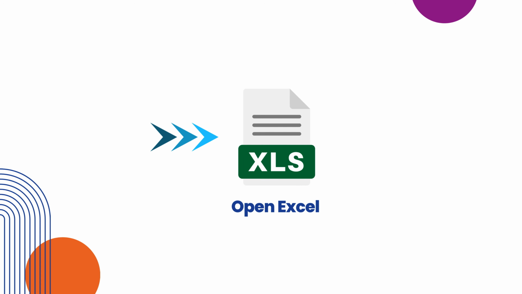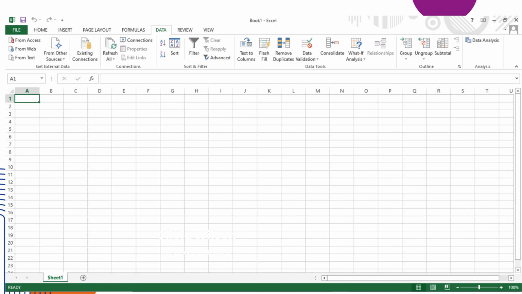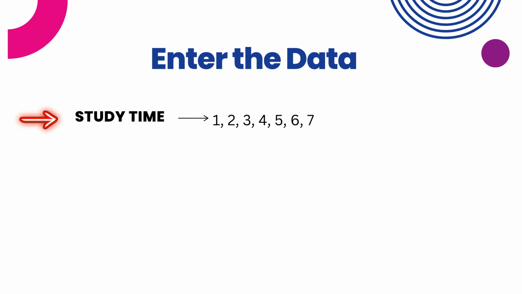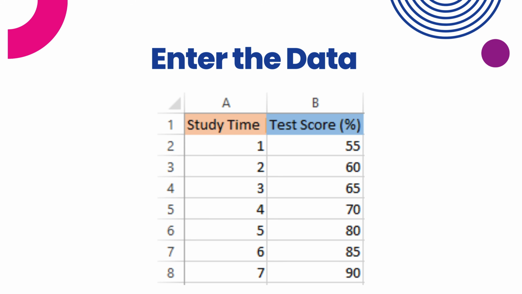Launch Microsoft Excel and open a new worksheet. In column A, enter the study times 1, 2, 3, 4, 5, 6, 7. In column B, enter the corresponding test scores 55, 60, 65, 70, 80, 85, 90. It should look like this.